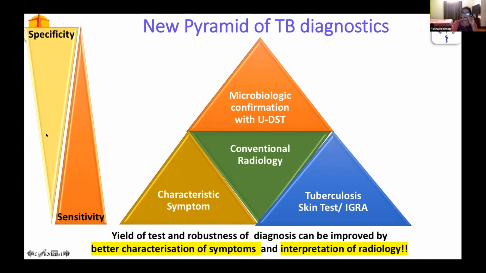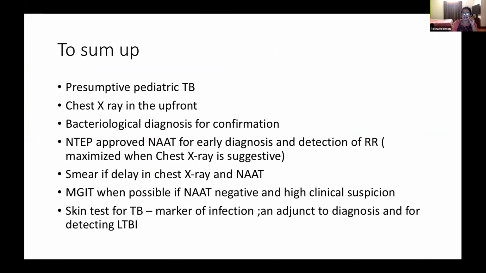This is the new latest pyramid of TB diagnosis. So to sum up, you have to know that when a patient comes to you with symptoms of tuberculosis, identify presumptive pediatric tuberculosis and take a chest X-ray, it is upfront. Bacteriological diagnosis or confirmation should be sought anyway, and the NTEP approach NAT is there for us for early diagnosis and detection of rifampicin resistance, which itself is maximized when chest X-ray is suggested.